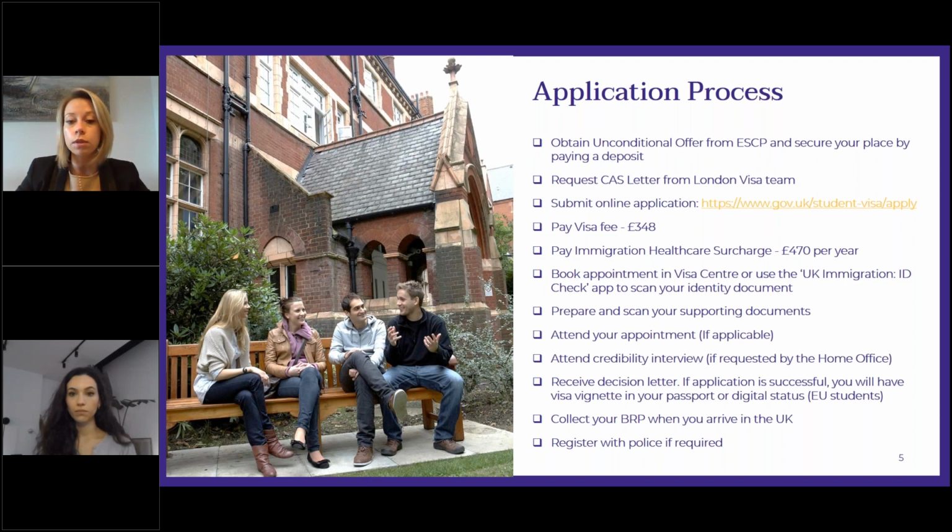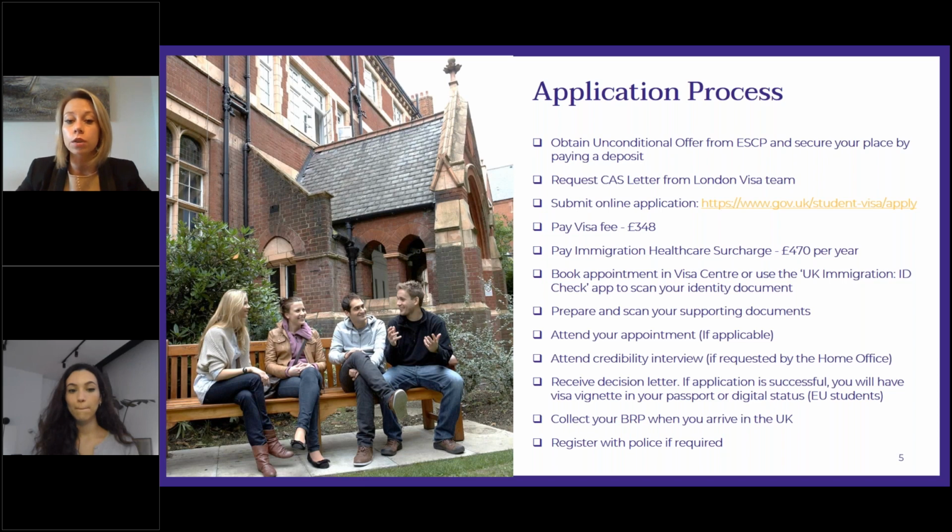The fee for the student visa is £348, and together with the visa fee, you are going to pay the immigration healthcare surcharge, which is £470 per year. This will be enough for you because you will stay here for 1 year. What is the immigration healthcare surcharge? This is basically your medical insurance. By paying this surcharge, you will be covered by the free NHS system here. And if you fall ill or if you need any medical assistance, you will be able to use the NHS for free.